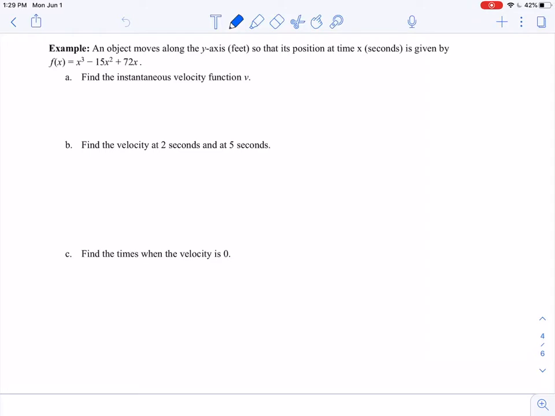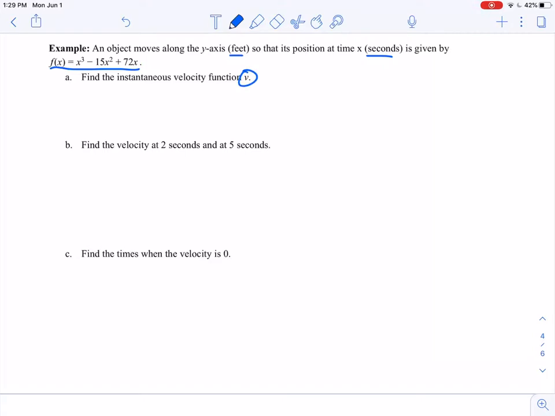So for this first example, I have an object that moves along the y-axis measured in feet, so that its position at time x, which is measured in seconds, is given by our function f of x equals x cubed minus 15x squared plus 72x. We're going to start by finding the instantaneous velocity function v here.